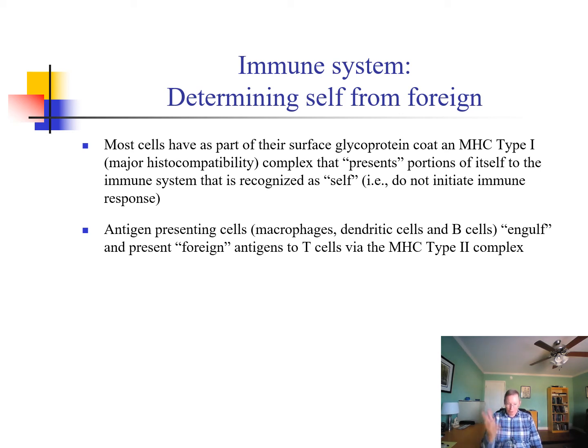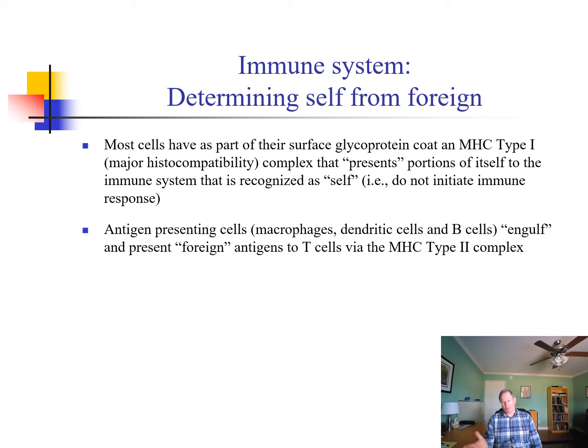There are some exceptions. For example, sperm cells don't have this, so that they're not attacked within your body. They're in a sequestered area. But nonetheless, these MHC type 1 molecules that are expressed on nearly all of my cells are going to tell the body that this is self.